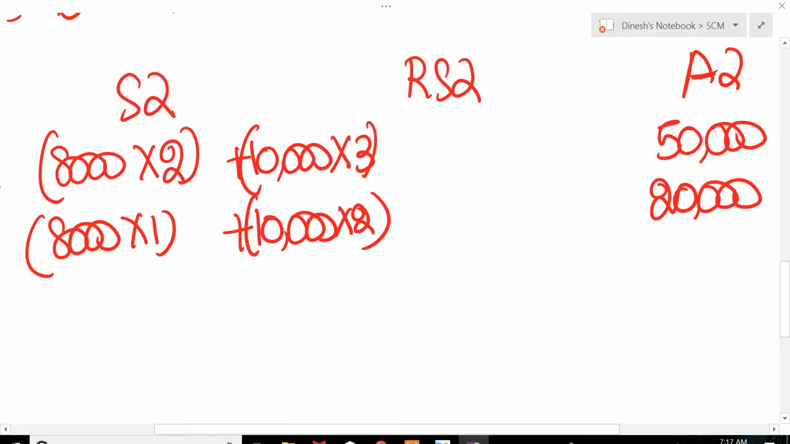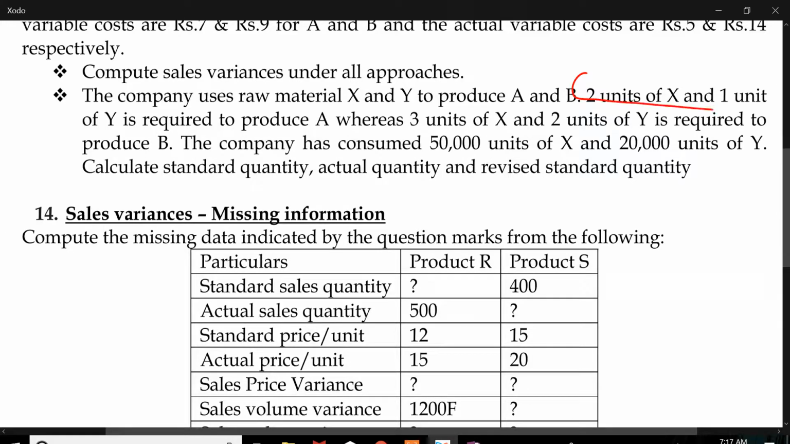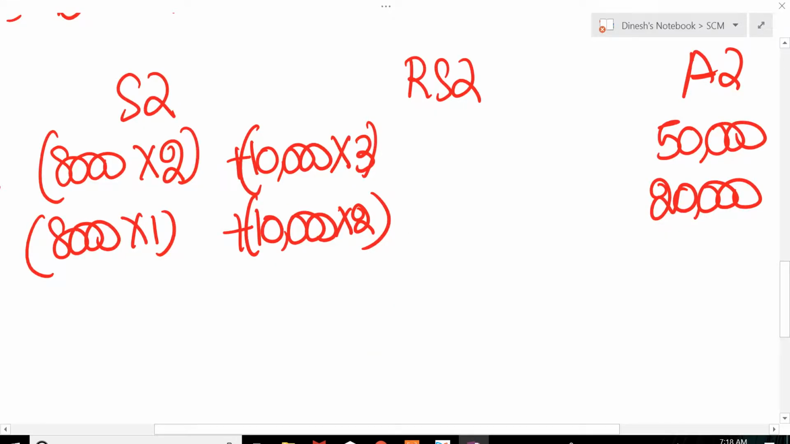SQ is done, AQ is done. My question is RSQ is total of AQ in standard mix. Now the problem is you see multiple mix in the question. One mix says 2 units of X and 1 unit of Y. Then you also see 3 units of X and 2 units of Y. It's total of actual quantity in standard mix. The mix is 2:1, 3:2. 2 mix are given. How do we proceed?